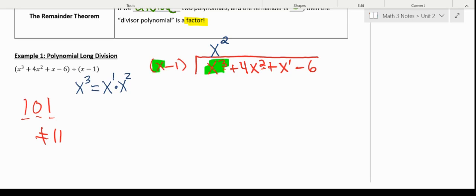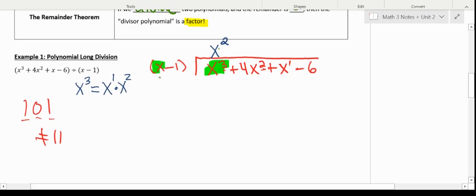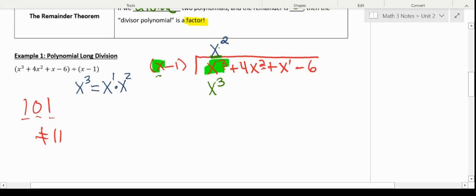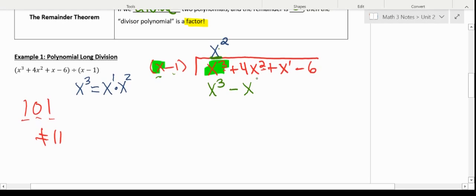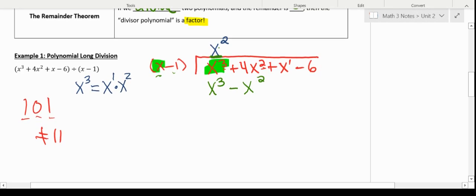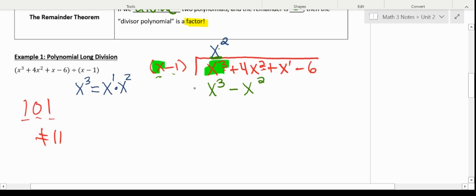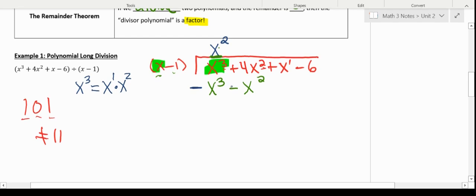And then just like we do with regular long division, I'm going to multiply through. So x to the second times x is x to the third. x to the second times negative 1 is negative x to the second. And then I'm going to go ahead and subtract. So really it's like taking the opposite sign. Subtracting makes this now a positive.